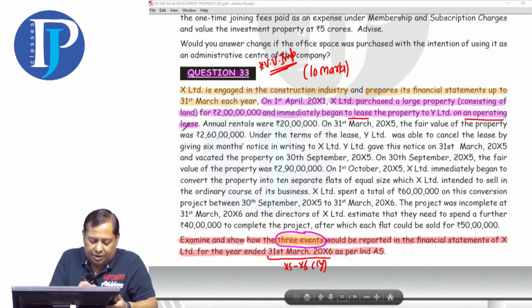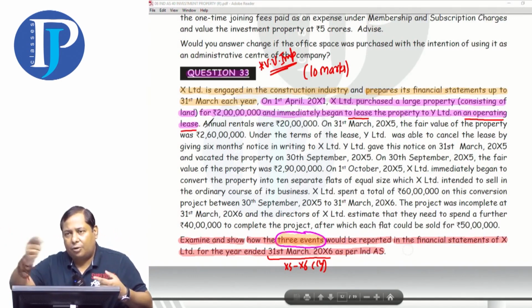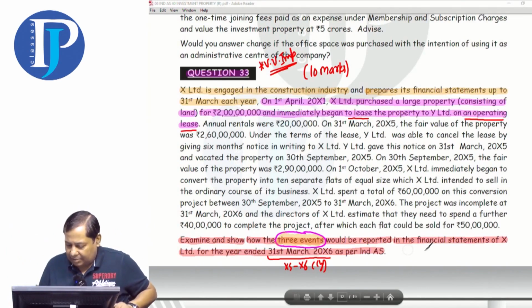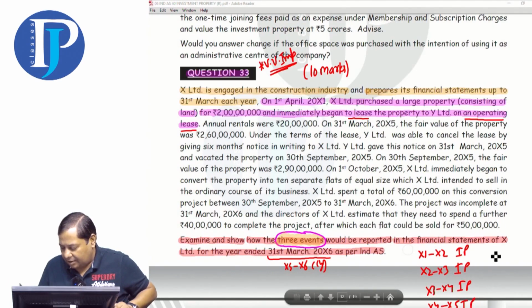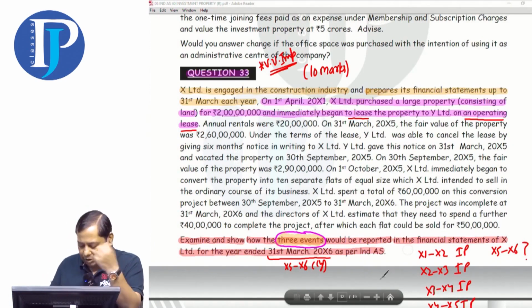Which lease are they referring to? An operating lease means the ownership of the asset remains with us. We are the owners, and the other party, the tenant, will pay the rent. This means I will refer to X1 and X2 as an IP. X2 and X3 is an IP as well. X3 and X4 is also an IP. X4 and X5 is an IP as well. But X5 and X6, I have to check. So for the past 4 years, I have a piece of land that is leased out. It is my investment property because I have given it on an operating lease. Let's continue reading this.